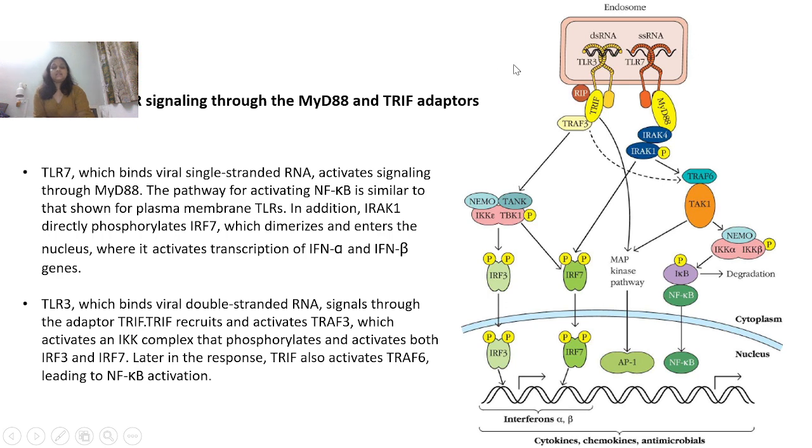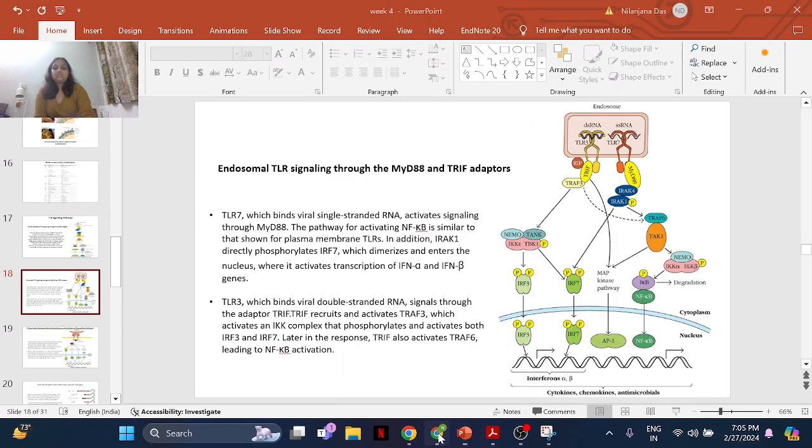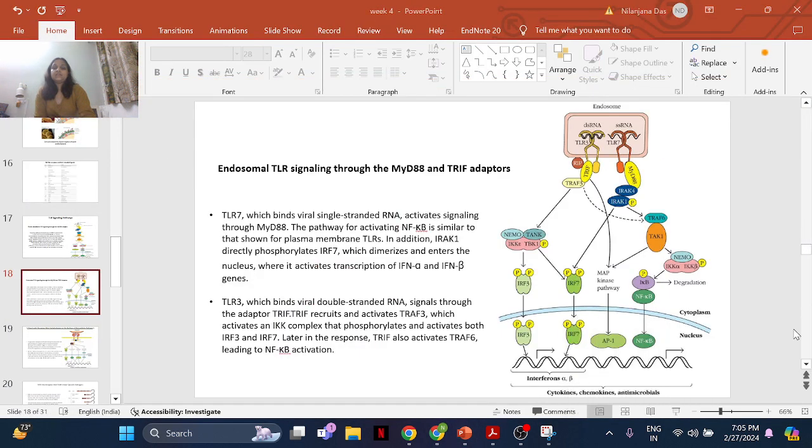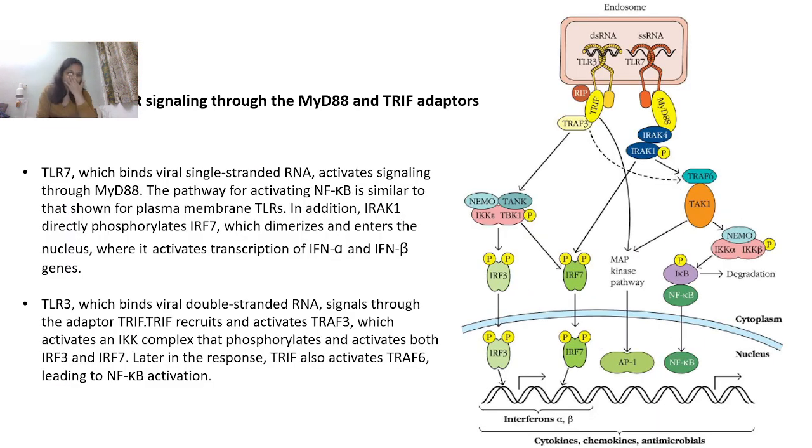But in case of TLR3, you can see that it is interacting with the TRIF adapter, and not MyD88. So here also it is binding to TRIF, and it is activating the signaling pathway through a different pathway. It is not activating NF kappa B, but it is activating the IRF3, IRF7 pathway, in which first this TLR3 is binding to the double-stranded RNA of the virus.